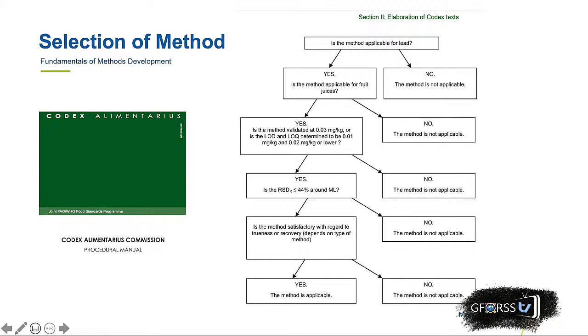A method needs to be selected with a thought process of the sort shown here from the Codex Procedural Manual. It must be able to measure the contaminants of interest, in this case lead. Then, we ask if it's applicable for the matrix, in this case juice. Then, whether it can achieve the LOQ of interest and generally meets the performance requirements for our purpose.